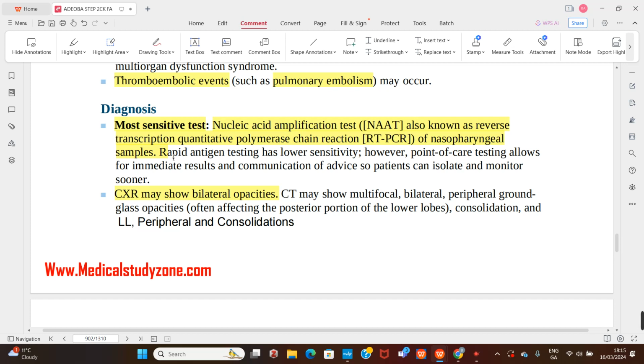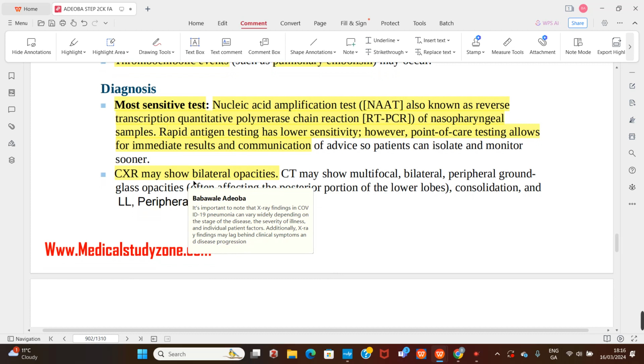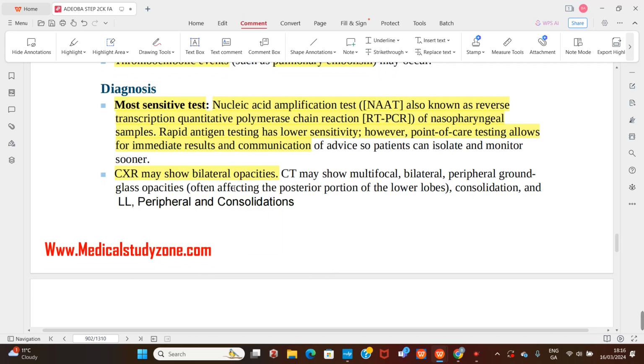But sometimes you can also do rapid antigen testing, particularly at point of care, because it's very, very fast, but it's not as sensitive as the NAT. So you can just quickly do it. You pick anybody, you tell them, go and isolate yourself, and if it gets worse, present to the hospital.